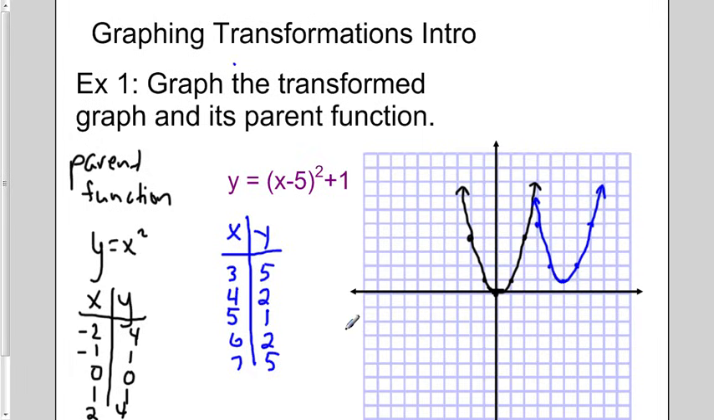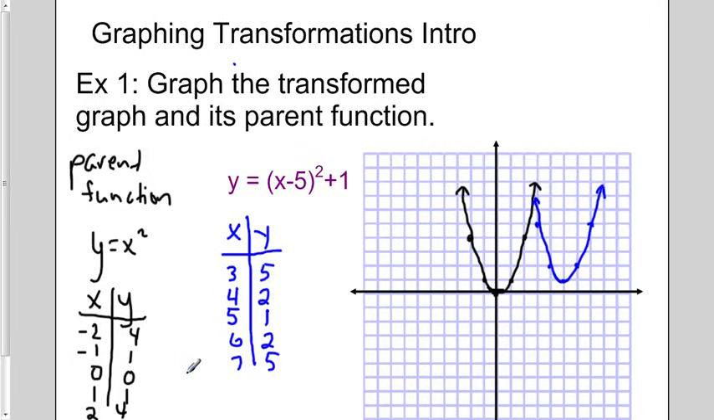Okay, so one way is to make a table. Another way is to just look at the vertex. I know the vertex is going to be over 5, up 1. And that's what we see here. It's over to the right 5, up 1. And then if you see, we went over 1, up 1. We went over 2, up 4. Then you'd go over 3, up 9. So you can just take this parabola and redraw it over 5, up 1 if you want to do that.